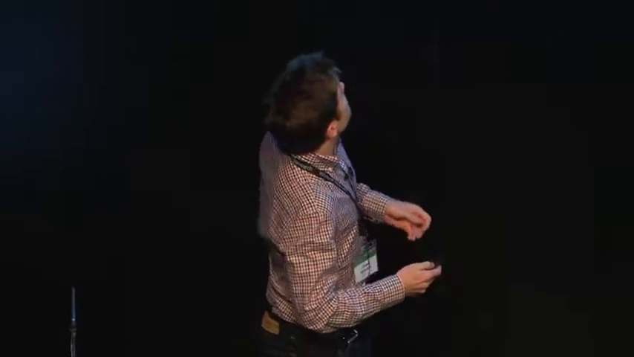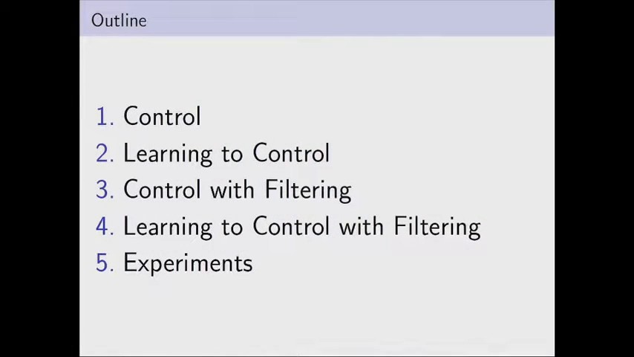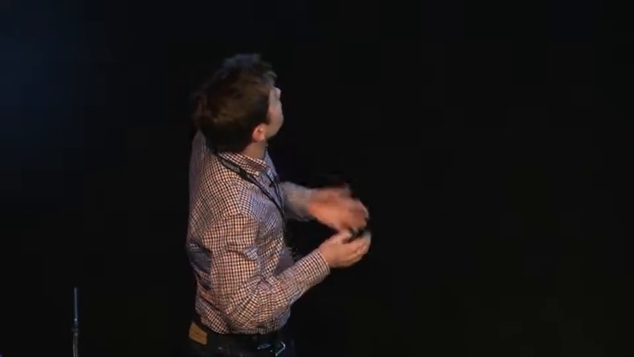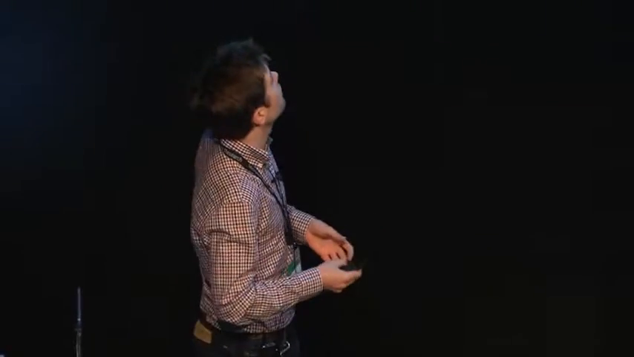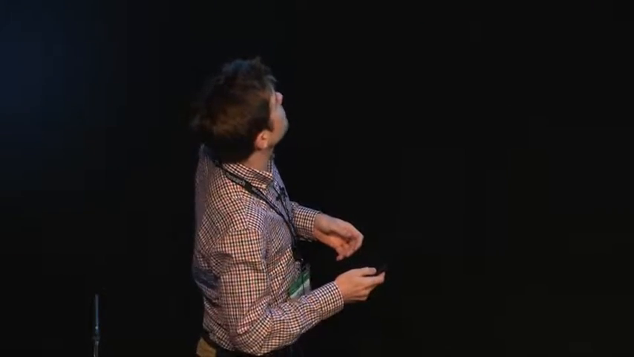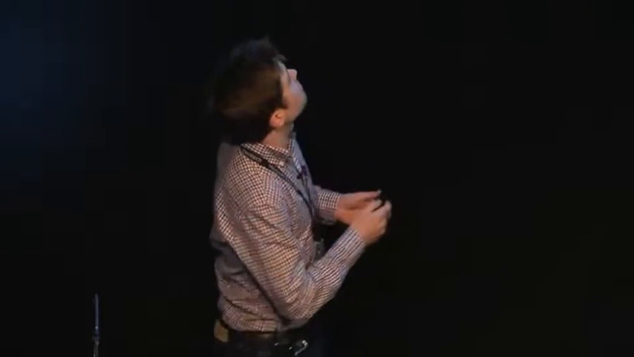So I'm going to break this talk up into 5 main points. First, I'm going to talk about control, a general framework for control, a very simple one. And then second, how we can learn within that framework. Thirdly, how we can incorporate filtering into our control to help us out with observational noise. And then fourth, how that affects the learning to control by using filtering. And then at the end, we'll have some fun videos of the experiments. So first up, I'll talk about control.